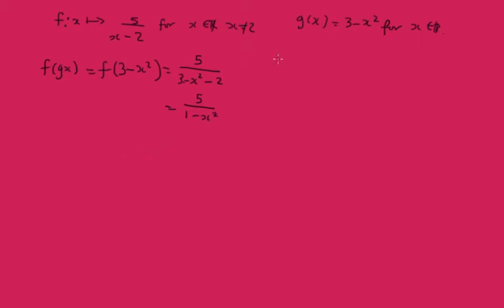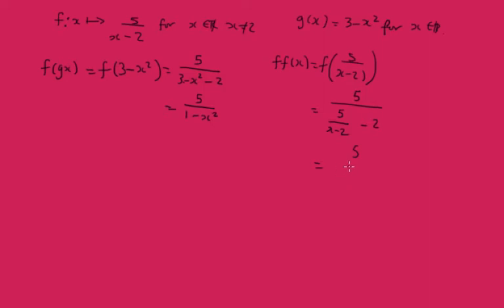And then we're going to do f of f of x. So that's going to be function f acting on 5 over x minus 2. So we're going to have 5 over 5 over x minus 2 minus 2. Now we're going to deal with this bit here.